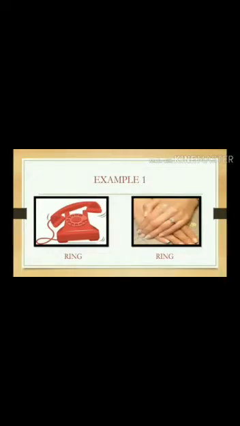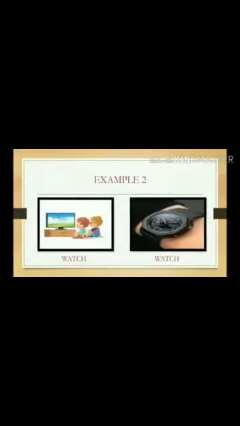Moving on with example 2. On the left, I have watch. Watch means to observe attentively over a period of time. And on the right, I have watch, which is a device worn on the wrist to note time.